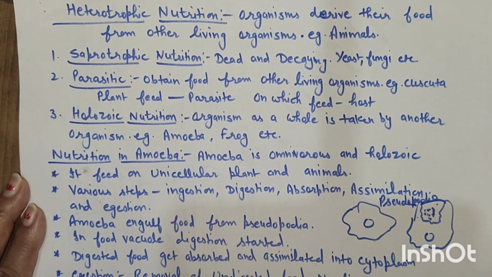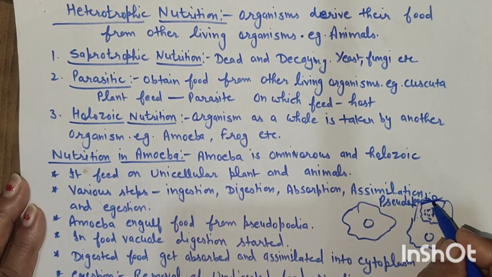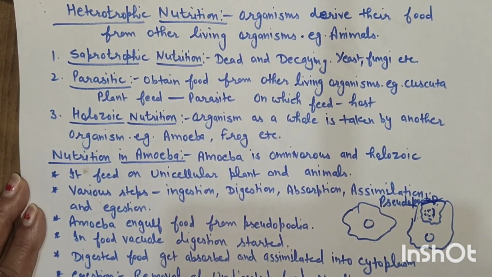The last step is egestion, the removal of the undigested food. Here, the food vacuole again releases through the membrane, and the undigested food comes out from this. There is no fixed organ, like the anus.